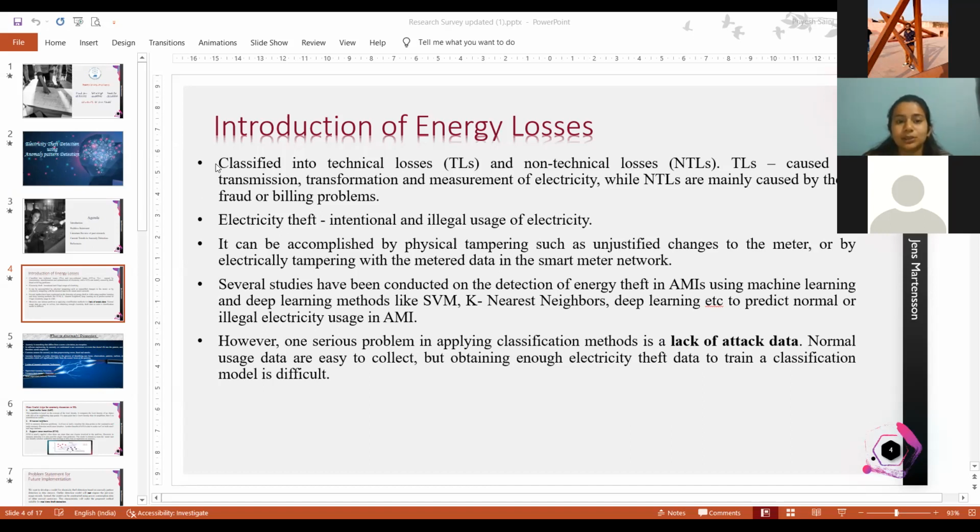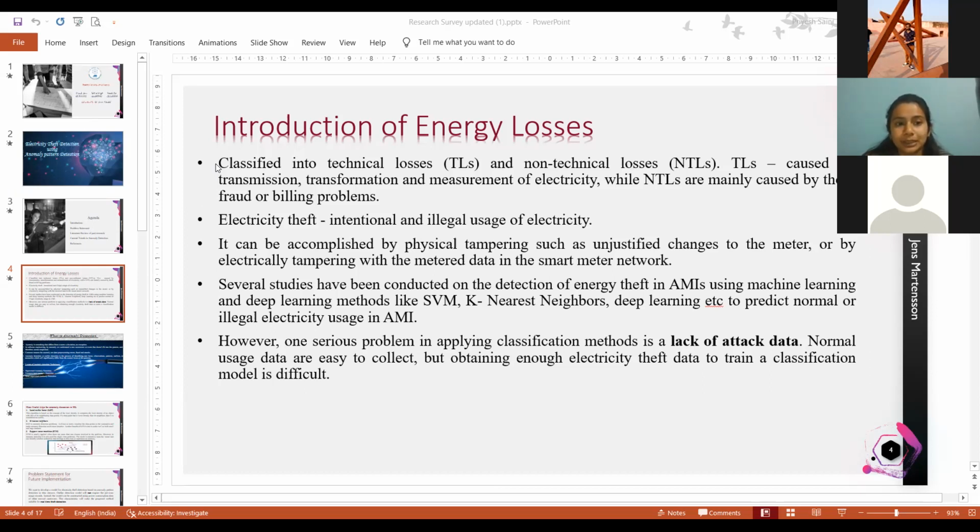There are mainly two types of energy losses. The first one is technical loss, and the second one is non-technical loss. Technical losses occur in the distribution network due to the cables, transformers, or substations where we are transferring the electricity. Non-technical losses occur due to the misallocation or inaccurate usage of energy. This may occur due to fraud, theft, or billing problems.